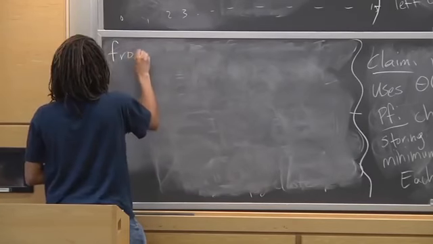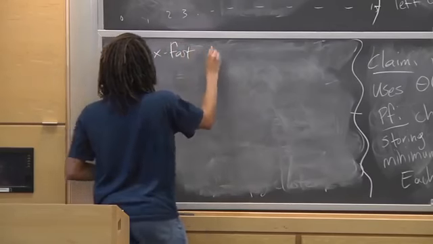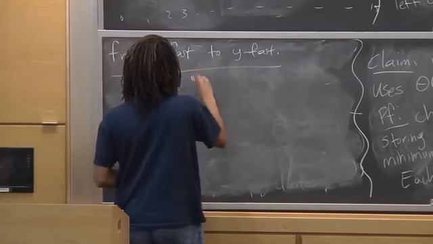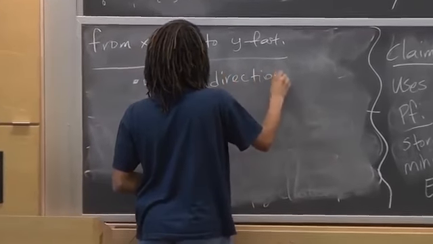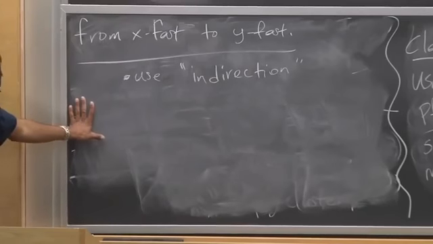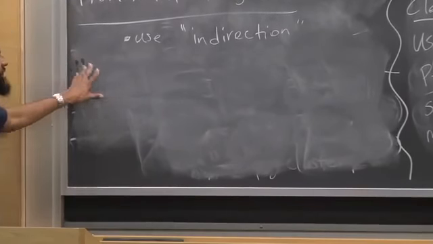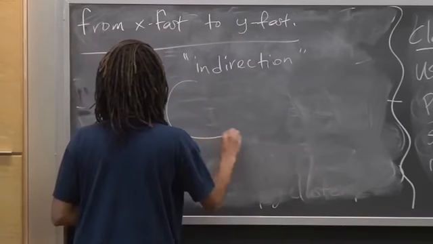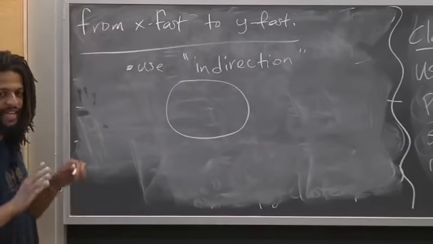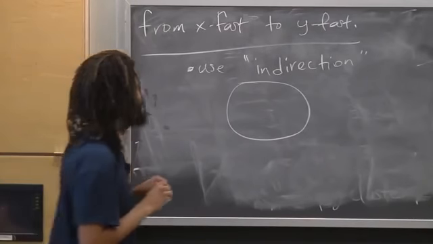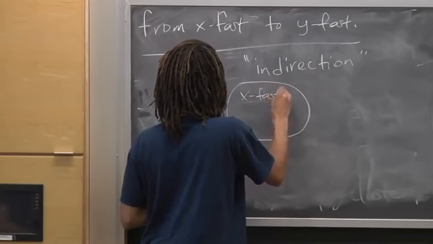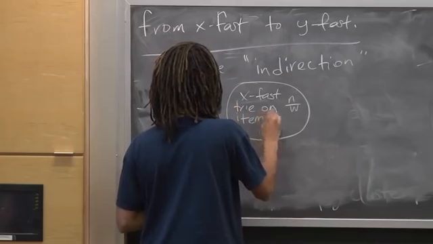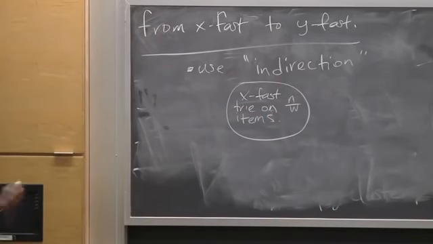algorithms. So this is a technique that gets used a lot. From X-fast to Y-fast, use what's called indirection. The basic idea is I'll have my data structure, my X-fast trie. It takes nw space. This is an X-fast trie on n over w items. What do you know? It uses n space.